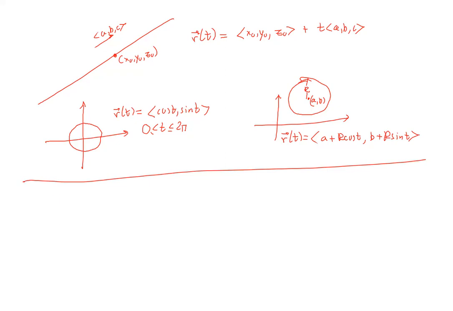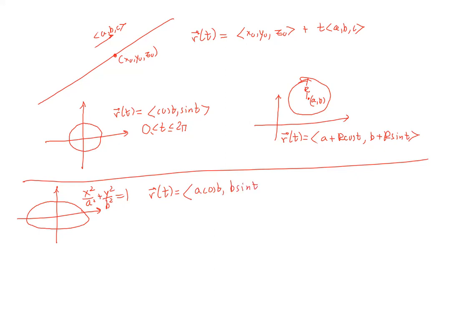What else? Let's parameterize an ellipse. The ellipse x squared over a squared plus y squared over b squared is equal to 1. You just need to tweak a little the parameterization of the circle, and you will get r of t equals a cosine t, comma, b sine t. And again, t is between 0 and 2 pi.